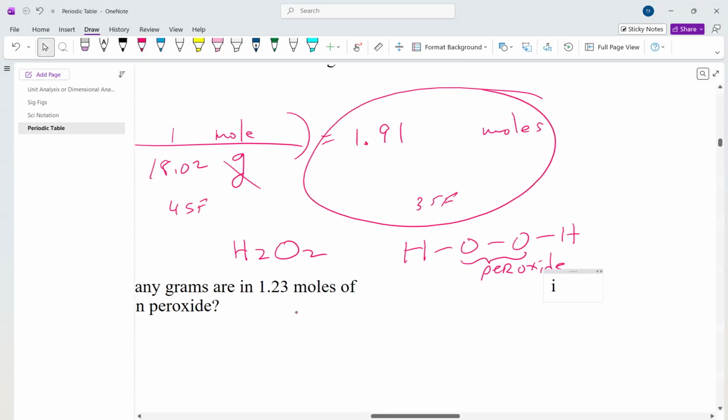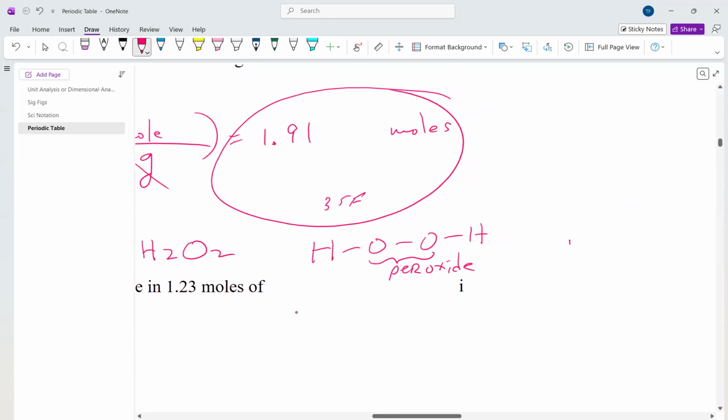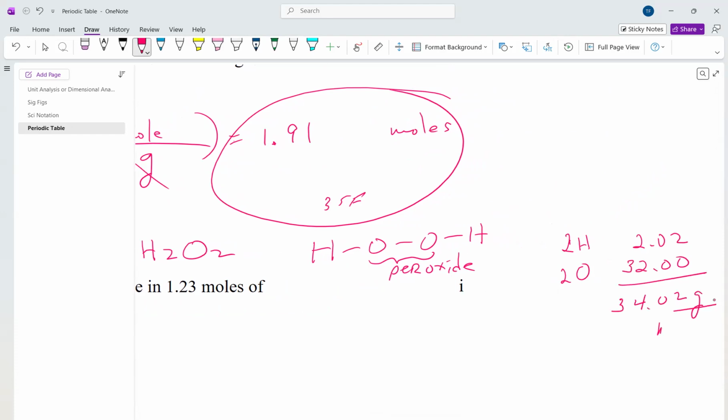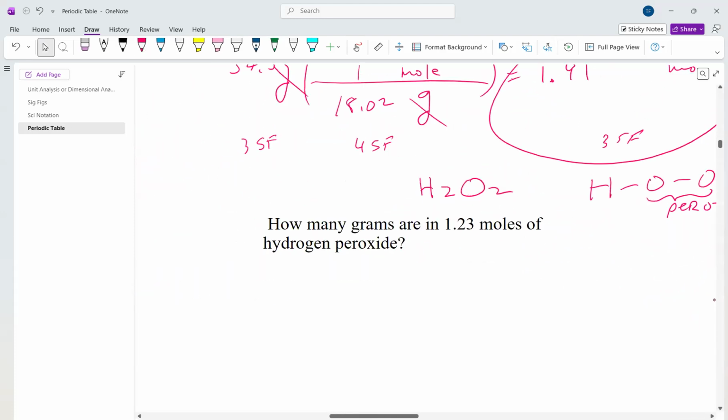Okay, we have 2 hydrogens at 1.01 apiece, 2 oxygens, 16 apiece, so that's 32. So that's 34.02 grams per mole. Okay, the given is going to be 1.23 moles.